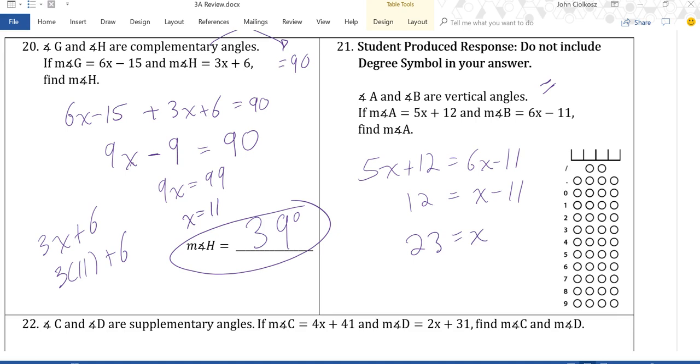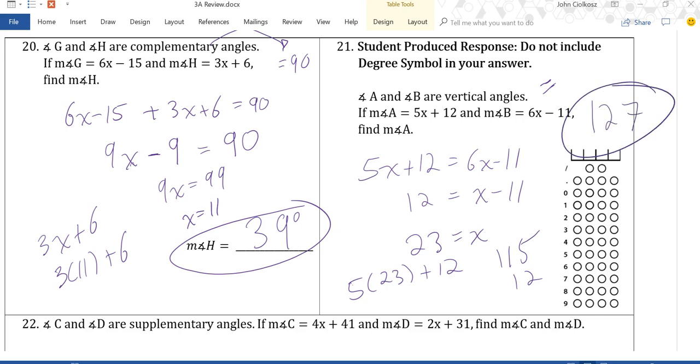Now we plug back in to get A, so that would be 5 times 23 plus 12. Okay, 5 times 23. That's 5 times 20, which gives me 100, plus 5 times 3 is 15, so it's 115. 115 plus 12, we get 127. So our answer here for the measure of angle A is 127. Using a calculator is also acceptable.